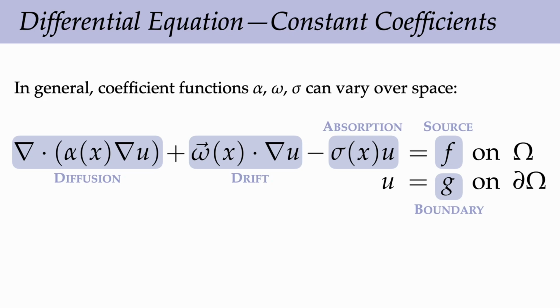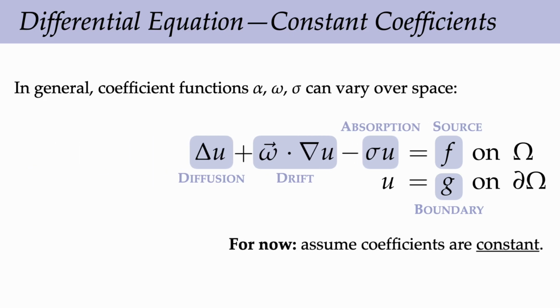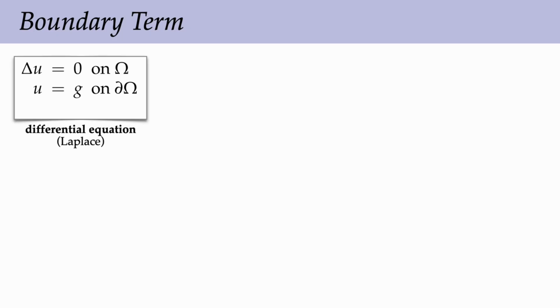Now, in general, these coefficients could vary over space, but for simplicity for the moment, we're going to assume that these coefficients are constant. Okay, so with all our basic concepts in place, let's actually write down a walk-on spheres estimator for each term of our PDE. We will start with what we already saw at the beginning, a Laplace equation with Dirichlet boundary conditions g.